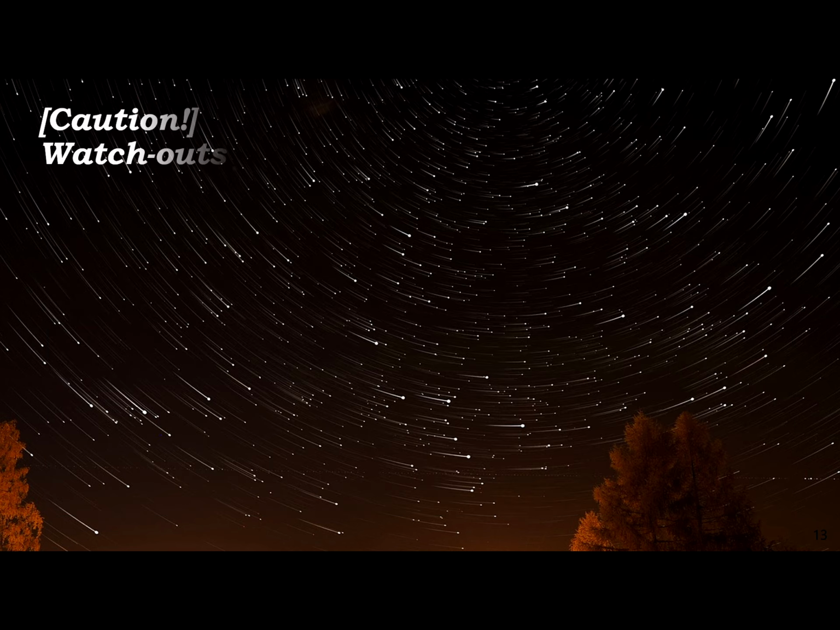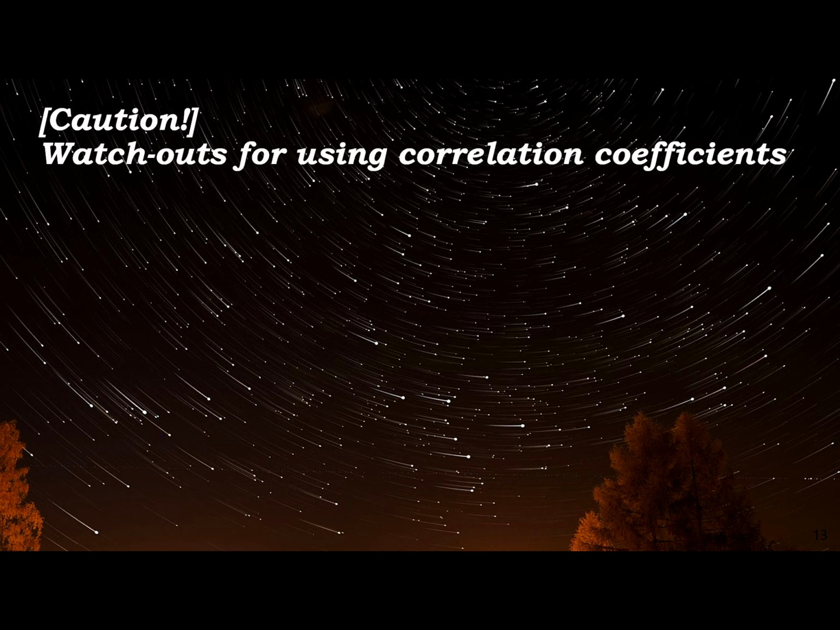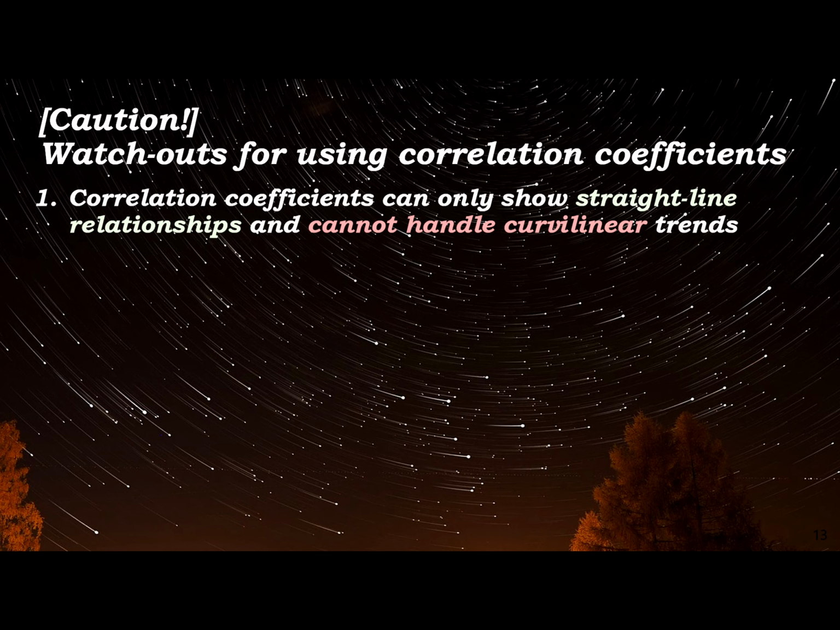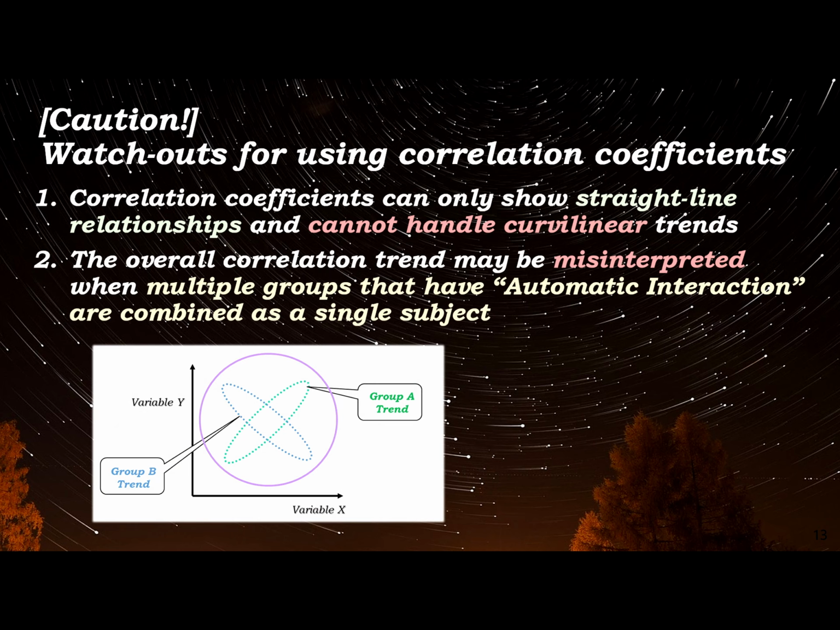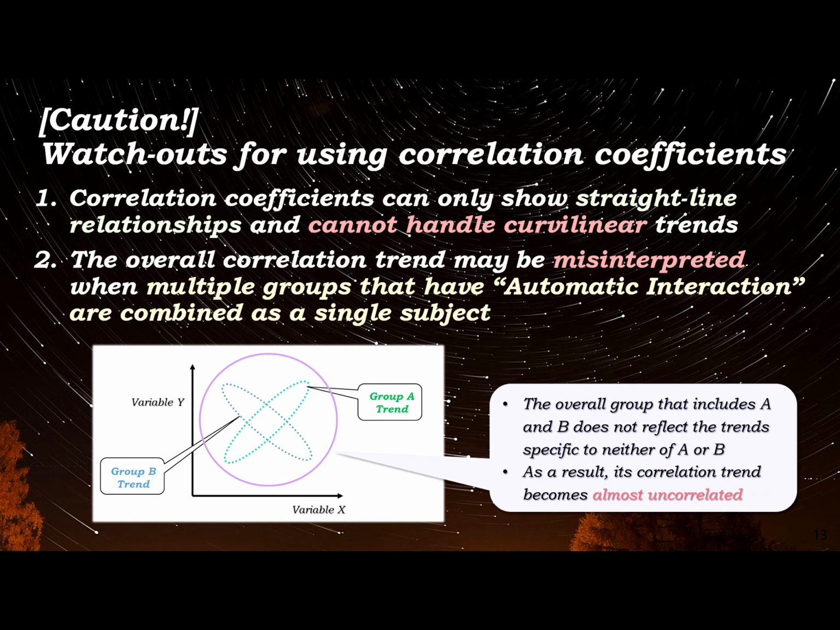Finally, here are some watch-outs when you deal with the correlation coefficient analysis. Number 1. Correlation coefficients can only show straight-line relationships and cannot handle curvilinear trends except for power or logarithmic approximation. Number 2. The overall correlation trend may be misinterpreted when multiple groups have automatic interactions. For example, in the below graph, if you combine groups A and B, the overall correlation becomes almost uncorrelated by not reflecting the trends specific to either A or B.